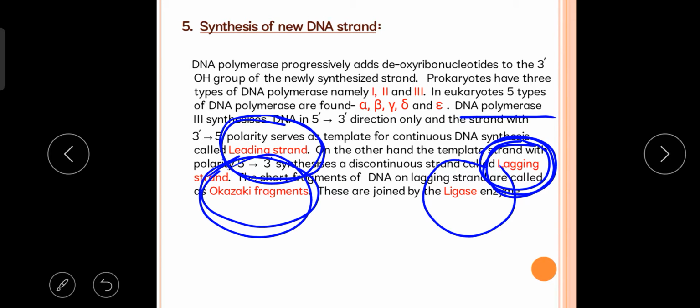So the newly synthesized DNAs are called the leading strand and the lagging strand. That means two new DNA strands are formed from two template DNA strands. One DNA strand will be continuous, called leading, and one DNA strand will be discontinuous, which will be known as the lagging strand. So which one is the leading and which one is the lagging strand? That means from which template the leading strand is formed and from which template the lagging strand is formed.